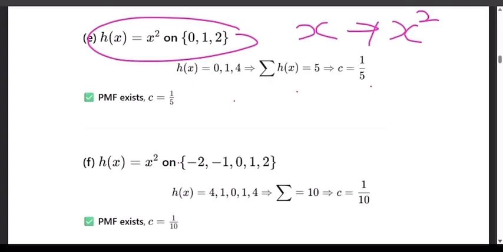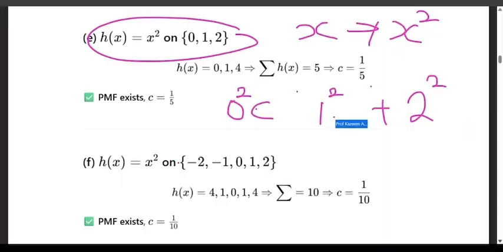So there's going to be a transformation here. When s equals 0, I'm going to have 0 squared. I'm going to have 1 squared. I'm going to have 2 squared. And don't forget, I'm going to multiply h by c, then I'm going to equate it to 1.